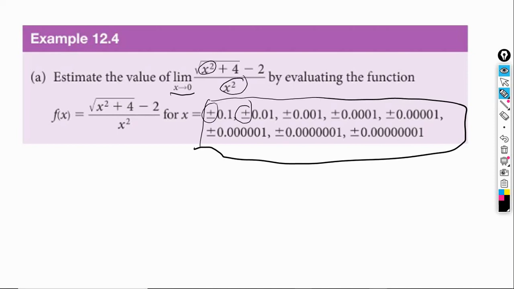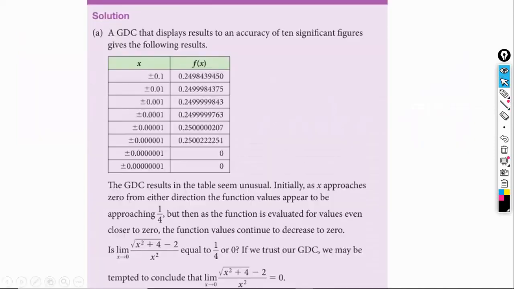That means that this is always going to be greater than 0. So really, we only have to plug in the positive values. So you guys can do that with your calculators. And you can see a pattern that I'm going to show you in the following table. So here's the table. And you can see that when 0.1 was plugged in, the answer was 0.2498, etc. Then successively you get to 0.249, 0.249, 0.249, 0.25, 0.25.